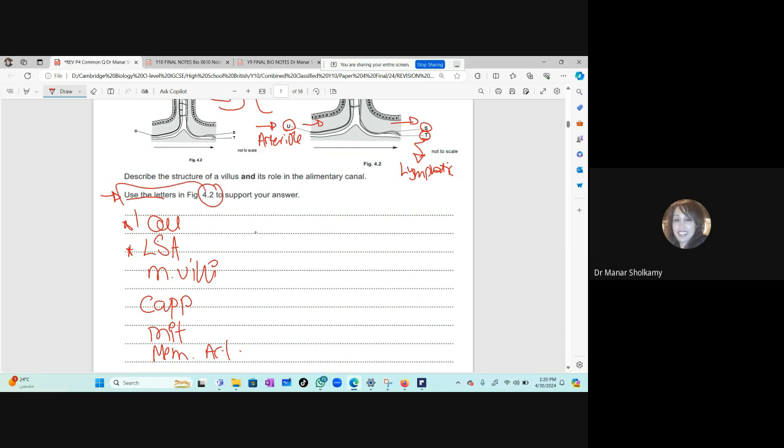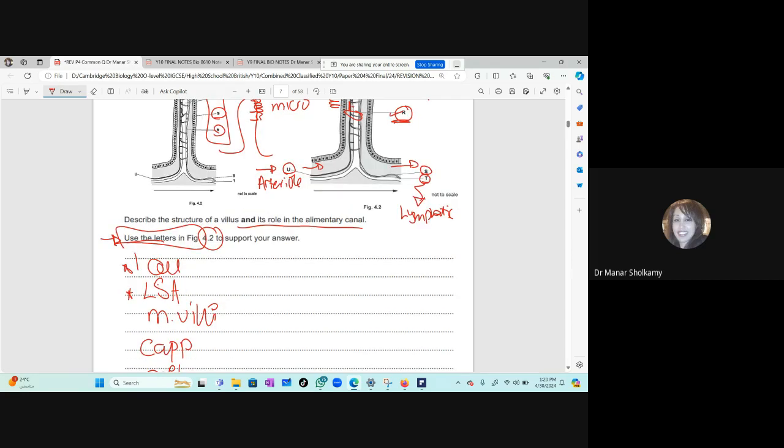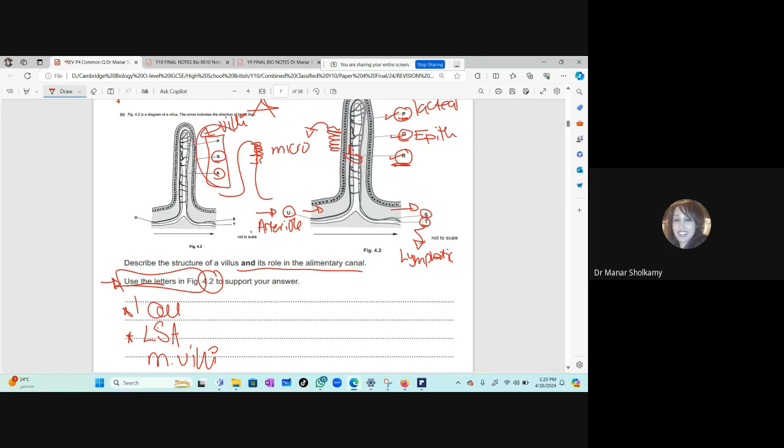They will tell you to use letters and mention the role of this in the alimentary canal. If you label P, Q, and R, you will get 1 or 2 marks for the labeling. P is the lacteal. What is the function of the lacteal? Absorption of fatty acids and glycerol. Very good. And don't forget it will carry them away from the small intestine, sending it back to the blood.